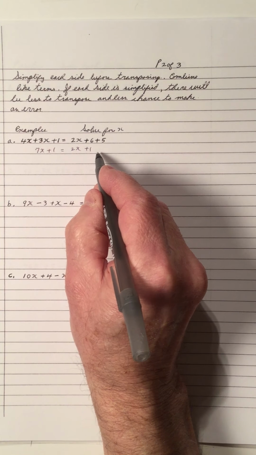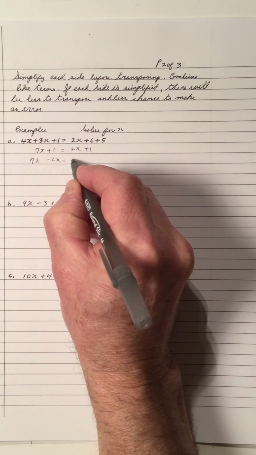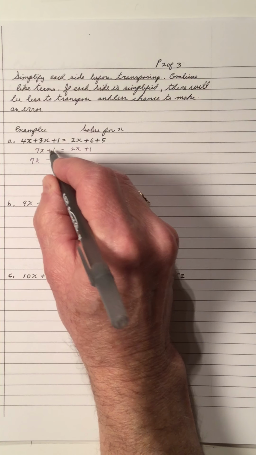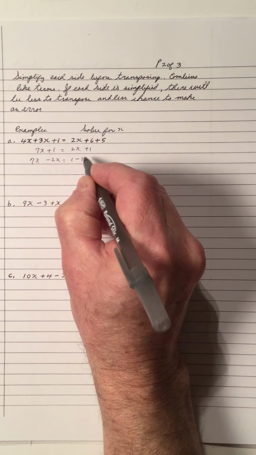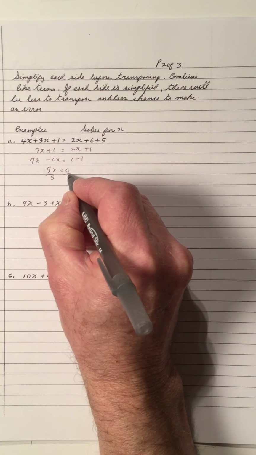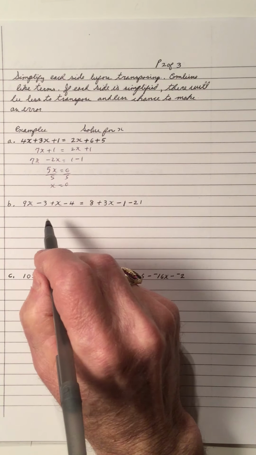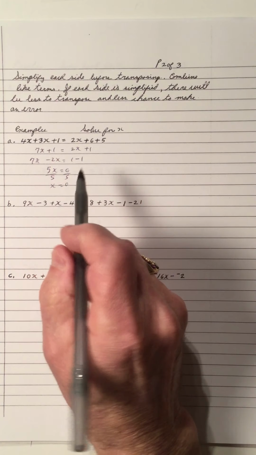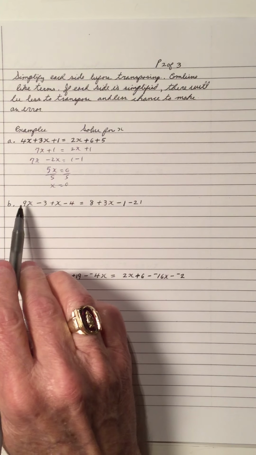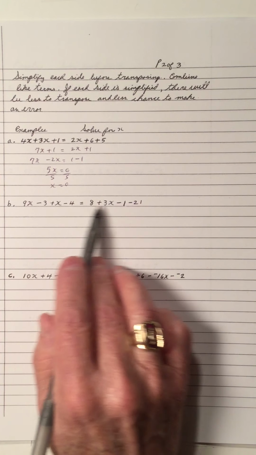Now notice that when I transpose, the plus 7x becomes a minus, the plus 2 becomes a minus 2, and the plus 1 moves over to make a minus 1. And we add, we get 5x equals 0, and then divide by 5, so we get x equals 0. So simplify each side before you transpose, because you'll only have the one x to move and one number. Notice here, if you didn't simplify, you'd be in a lot of trouble because you have too much to do.